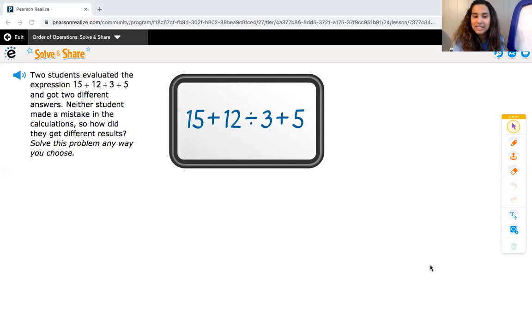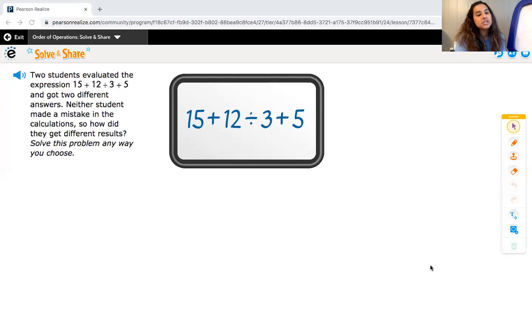Okay, so hopefully you've had a chance to already look at the Solve and Share on Canvas through discussion, and you've already commented about how you thought to solve the problem. So I'm just going to share my screen with you so that you can see the Solve and Share problem as I'm recording this lesson.